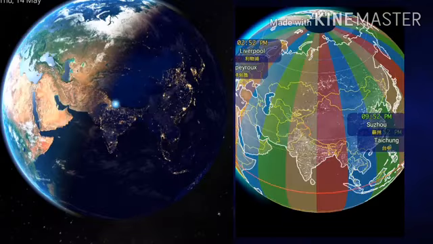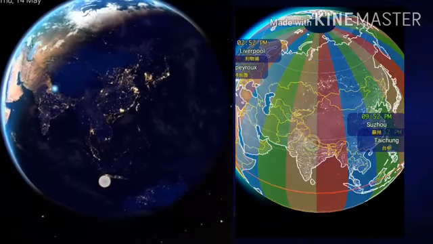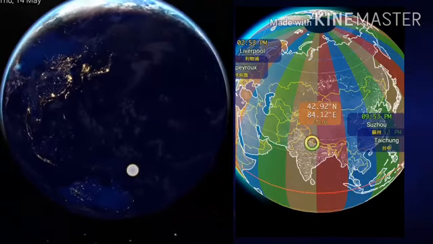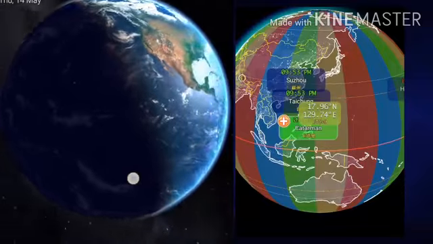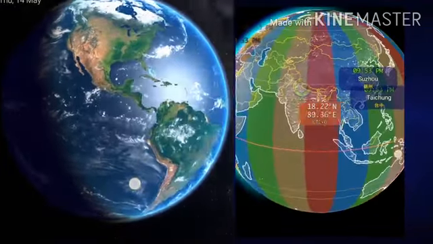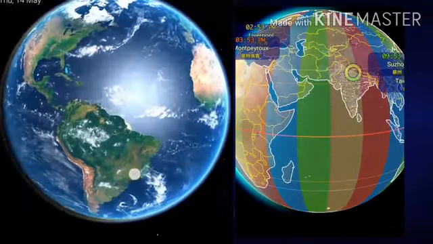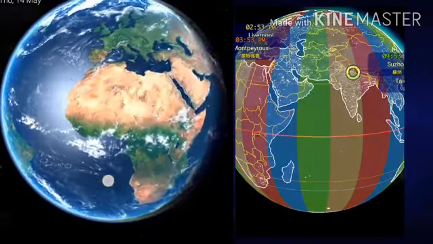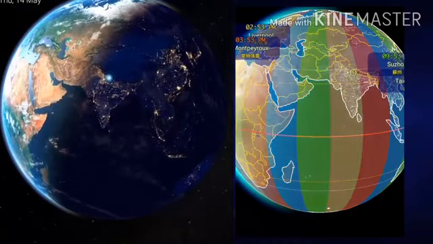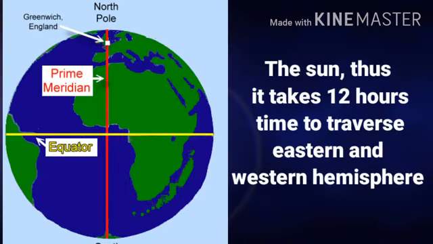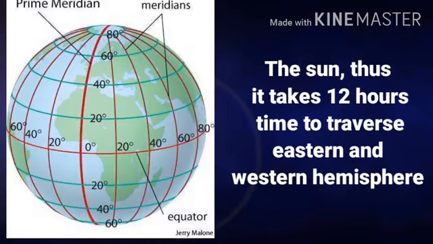We all know that the earth rotates from west to east over its axis. It makes the sun rise in the east and set in the west. The rotation of the earth over its axis takes 24 hours to complete one circle or 360 degrees of longitude. As 180 degrees of longitude fall both east and west of the prime meridian, the sun thus takes 12 hours to traverse the eastern and western hemisphere.